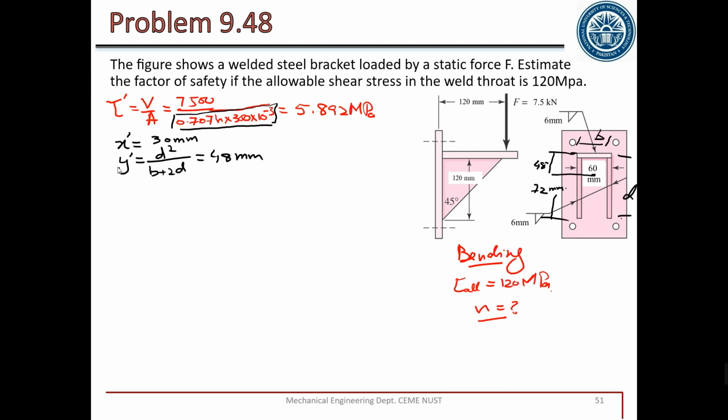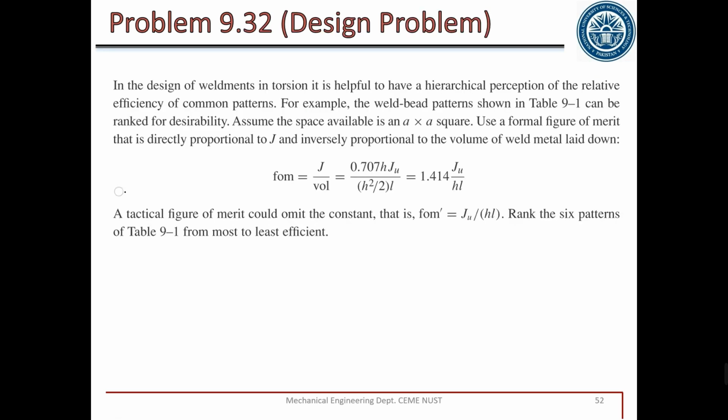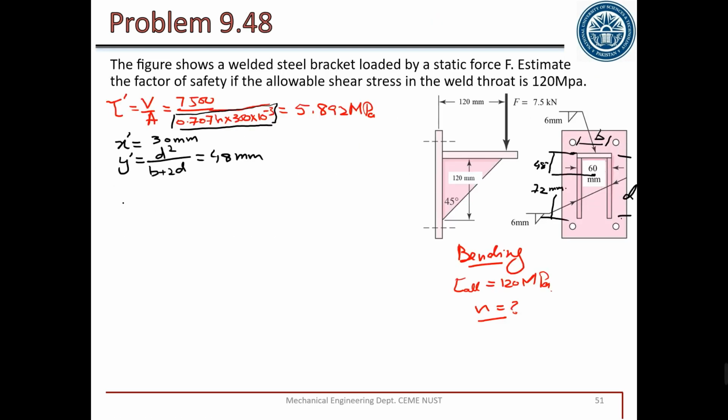Now we need the value of IU, because this is bending. The value of IU from table 9-2 for this specific case is equal to 2D cube by 3 minus 2D square Y bar plus B plus 2D Y bar square. What is Y bar? 48 mm is Y bar. So we have all the values. Substituting the values will give us IU, which is equal to 4.608 into 10 power minus 4 cubic meter.